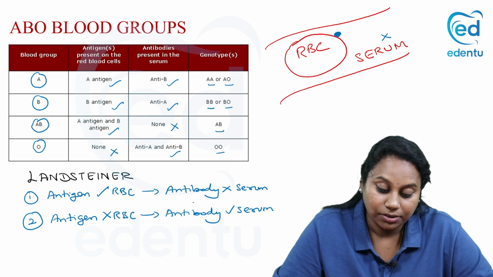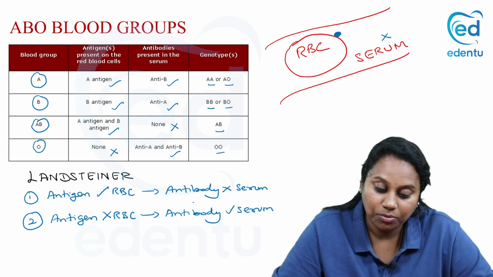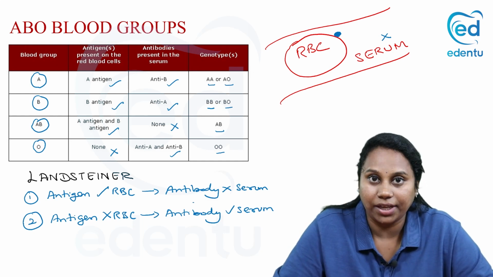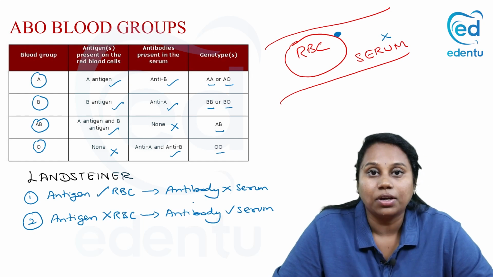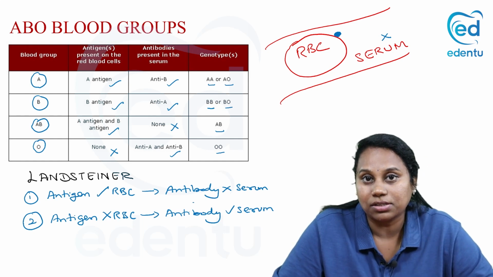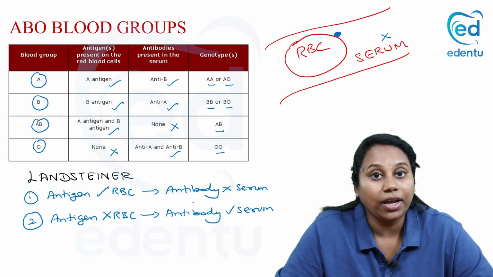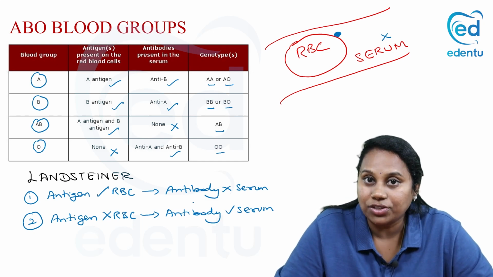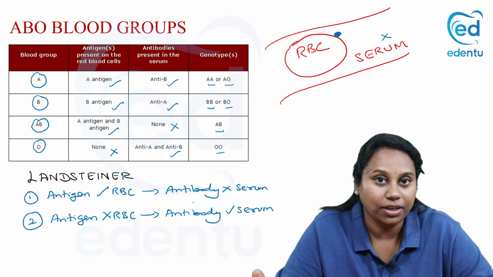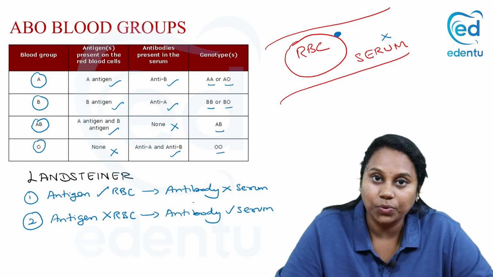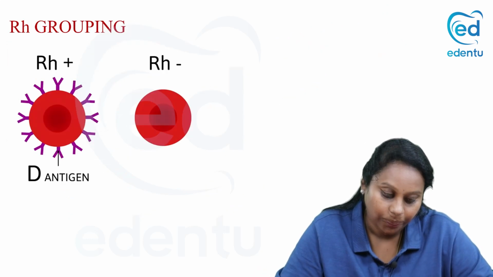AB blood group are called universal recipients because they can accept blood from any group. The reason is that they don't have antibodies in the serum, so it cannot react. O group is called universal donors because they do not have any antigens. So they can give blood to any group. When they give the blood to other groups, there's not going to be any reaction. That's why they are called universal donors.